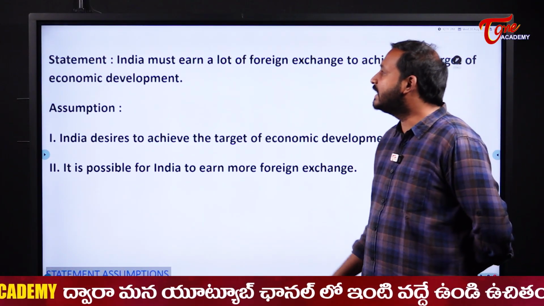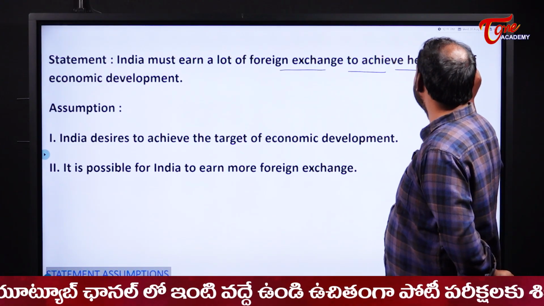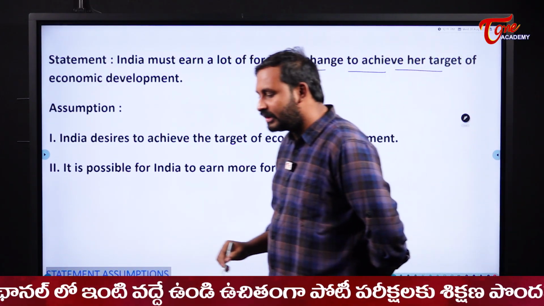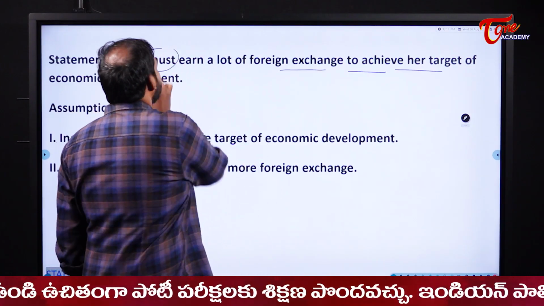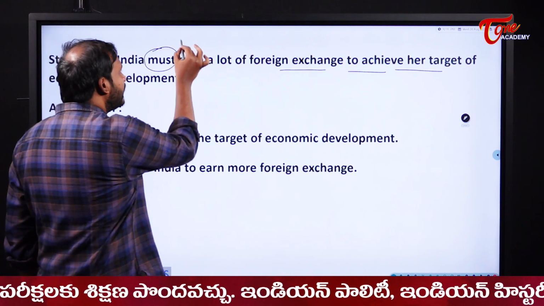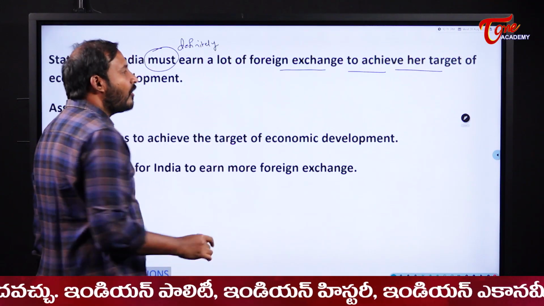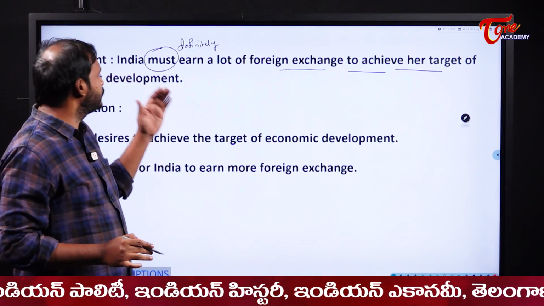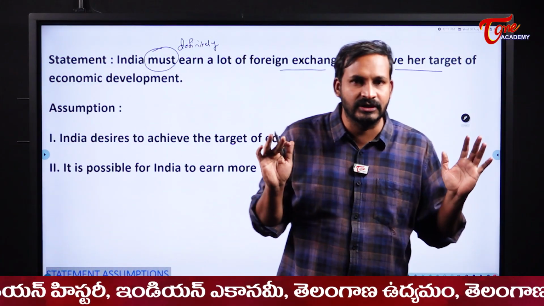Now see here, India must earn a lot of foreign exchange to achieve her target of economic development. See here, students, must. Must means what? Definitely. That means India should definitely earn a lot of foreign exchange to achieve her target in the economic development. It should. Definitely it should achieve.